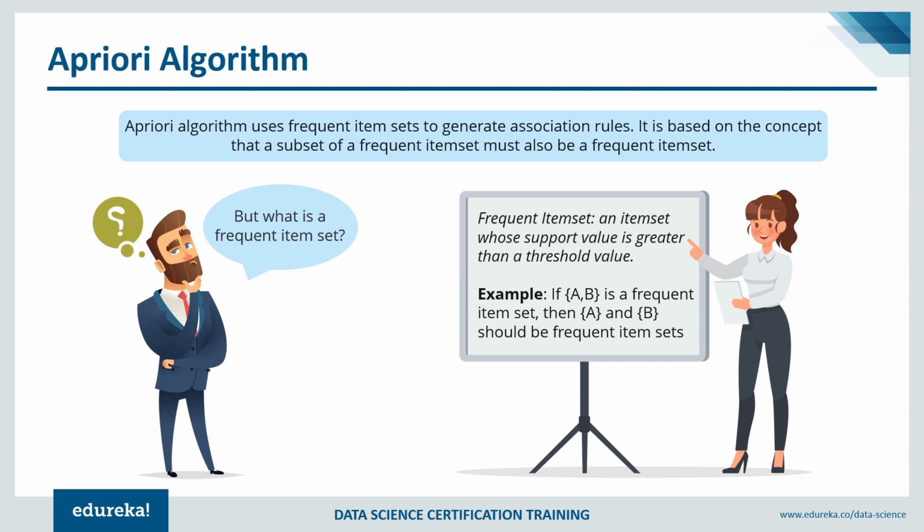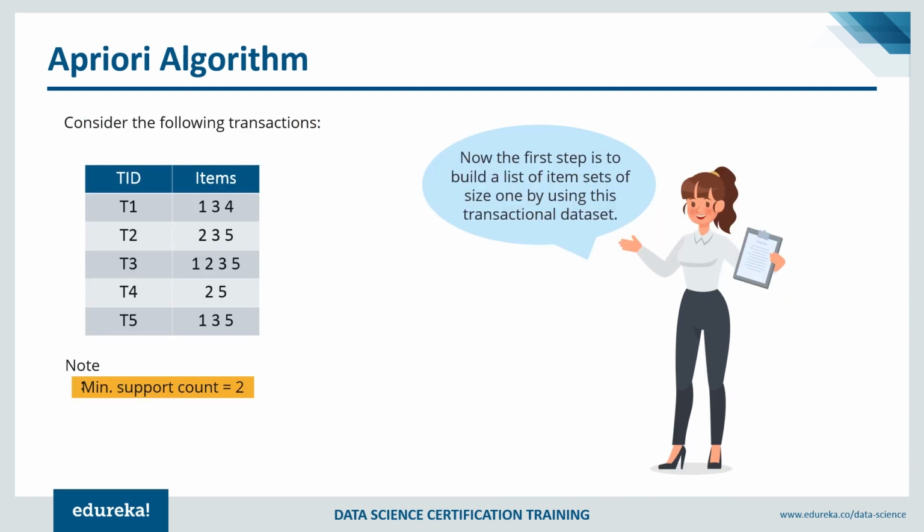Now, here again, we talk about the Apriori algorithm. The Apriori algorithm and association rule mining go hand in hand. What Apriori does is use the frequent item sets to generate the association rules. It is based on the concept that a subset of a frequent item set must also be a frequent item set. So let's understand what a frequent item set is and how all of these work together. If we take the following transactions, we have T1 to T5, and the items are 134, 235, 1235, 25, and 135.